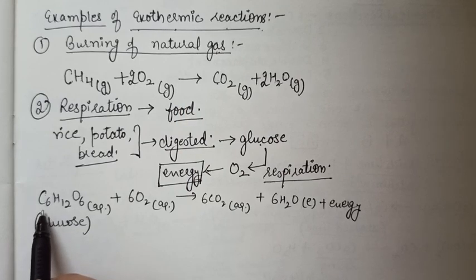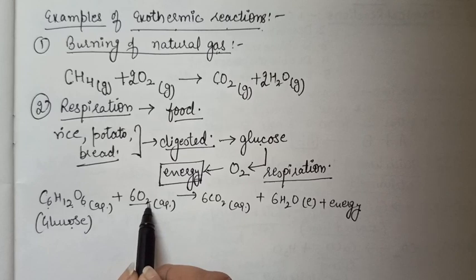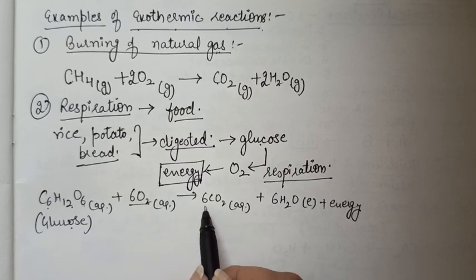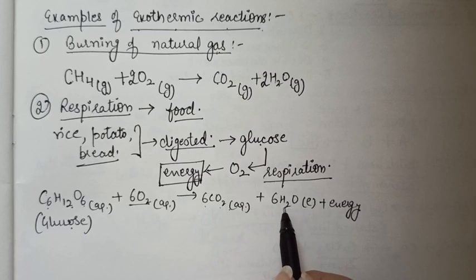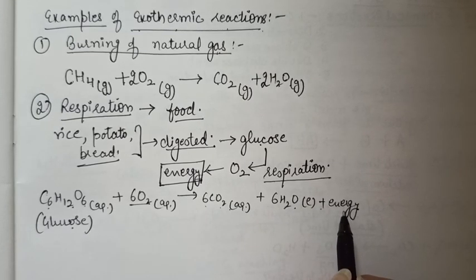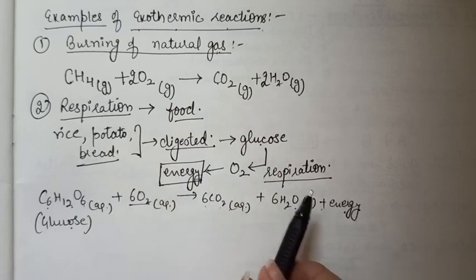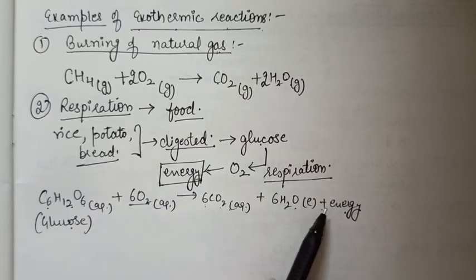So the reaction is C6H12O6, that is glucose, gets oxidized, means reacts with oxygen, then it forms carbon dioxide plus water and energy. That's why respiration is considered an exothermic reaction. In the exam, this question may be asked: how do you think that respiration is an exothermic reaction or process? So in this way you can explain and also write this reaction.